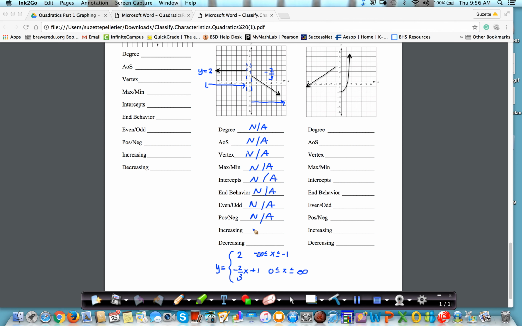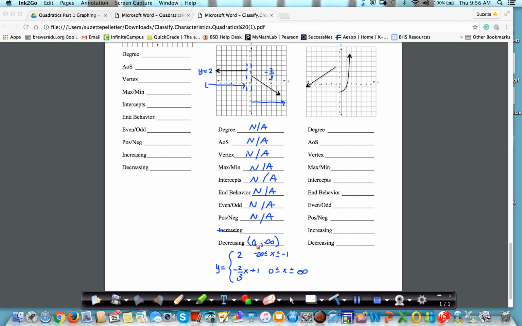It's not positive or negative. There's no increasing or decreasing sections. You could say it increases or decreases. There is no increasing section, but you could say that it's decreasing from 0 to infinity. If you wanted to say that that piece was decreasing, that would be acceptable.